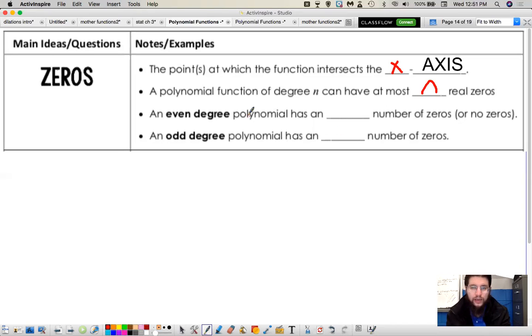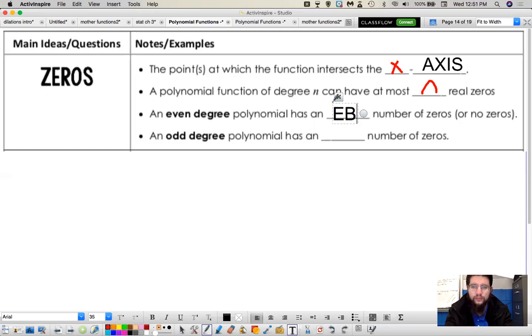An even degree has an even number, so it could have 2, 4, 6, or even 0 real solutions. An odd degree, on the other hand, has an odd number of zeros, so it always has at least one real solution.